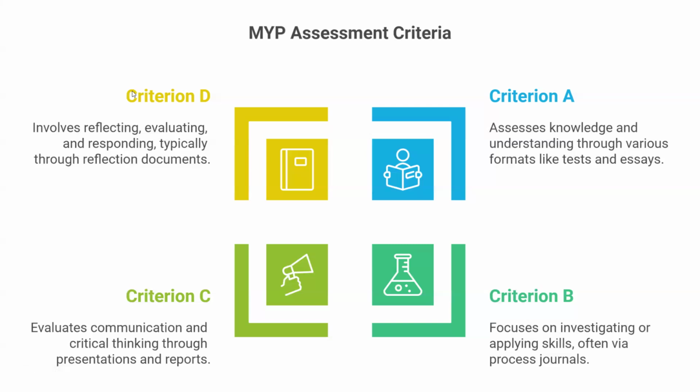And criterion D involves reflecting. So we said reflection is a part of the summative assessment. It involves reflecting, evaluating, and responding. You can see this in the arts, and mostly through reflection documents. So in MYP assessments, all subjects are assessed through four criteria: criterion A, B, C, and D. All subjects have all four criteria.